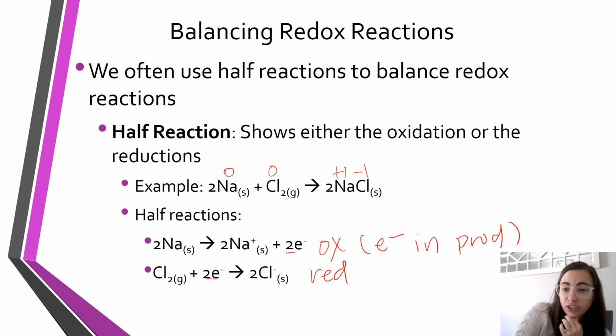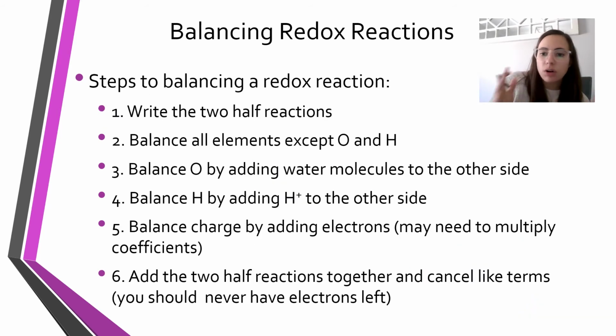And for your reduction reaction, electrons are gained, so your electrons are in the reactants. And sometimes that just helps us remember when we're balancing where to put the electrons. Okay, so what are our steps to balance a redox reaction?